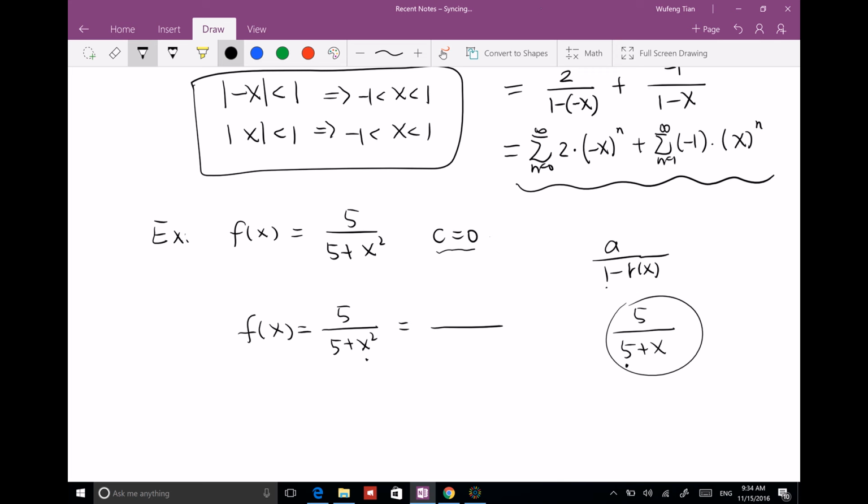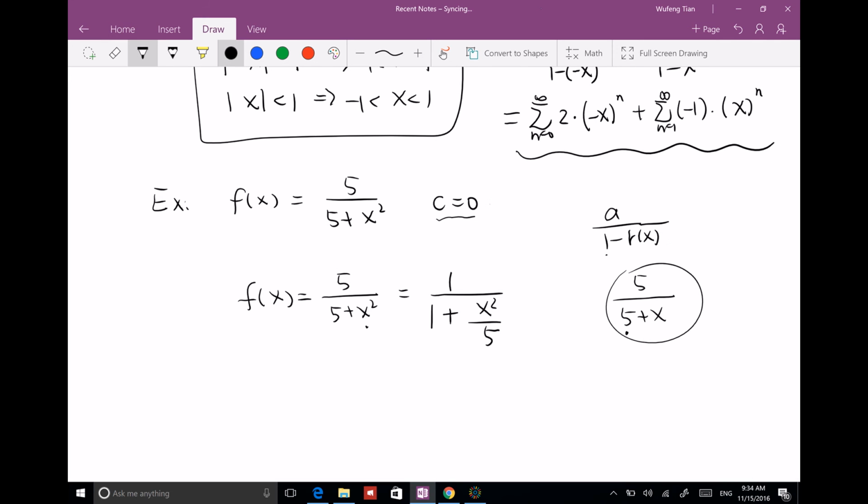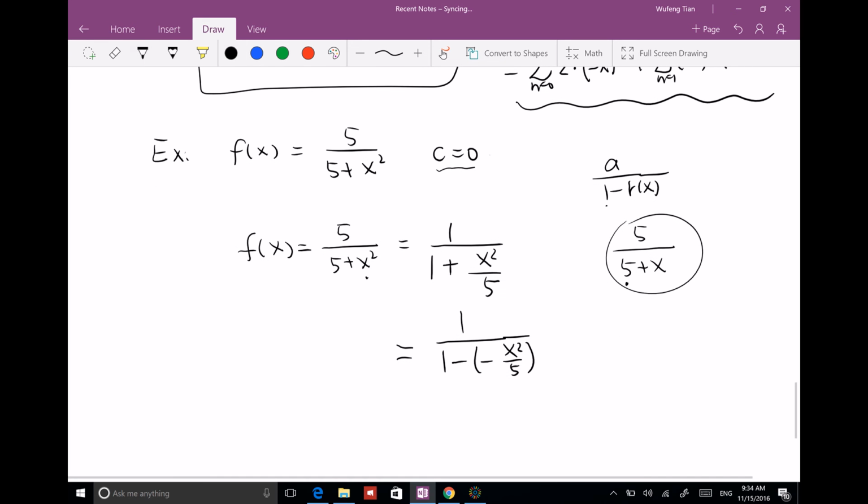Okay, so it's 1 over 1 plus x squared over 5. Divide both the top and the bottom by 5. So now I have a plus, I have a minus. What do I do? It's subtracting the negative. Yes, 1 minus negative x squared over 5. So then I got everything. It's the sum from m equals 0 to infinity of 1 times r^n, so it's negative x squared over 5, to the power n.